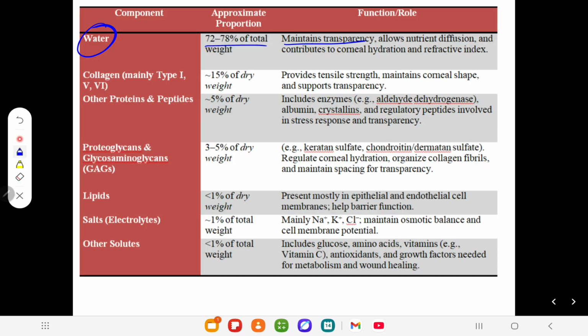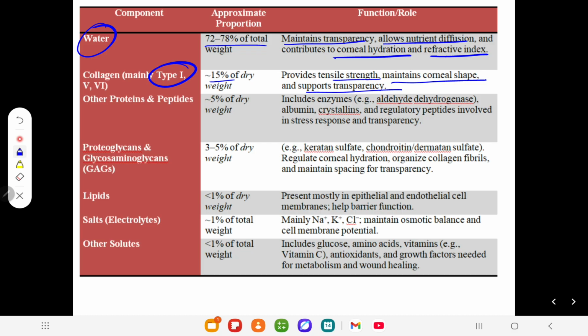Water maintains transparency, allows nutrients to diffuse, and contributes to corneal hydration, and definitely to the refractive index of the cornea. And collagen, as we know, the highest percentage is type 1 collagen, approximately 15%, and it provides the tensile strength and maintains the corneal shape. It also supports transparency, through the arrangement of the collagen fibers.